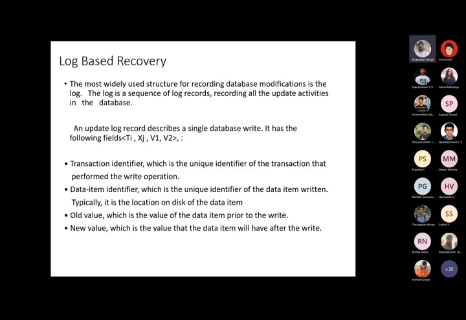The thing you need to know is the syntax of a log record: Ti, Xj, V1, and V2. Ti is the unique identity of the transaction that performs the write operation. Xj is the data item on which you are going to perform the write operation, right? So we are going to record only the write operations. V1 is going to be the old value of the data item, and V2 is going to be the new value of the data item, right?